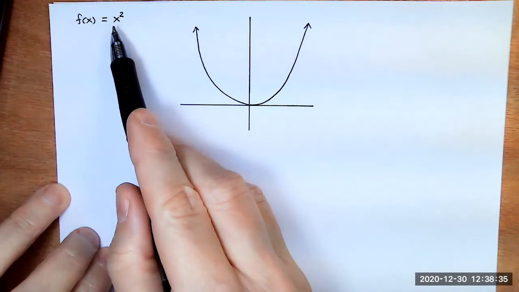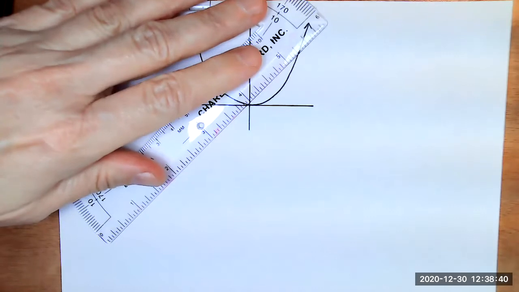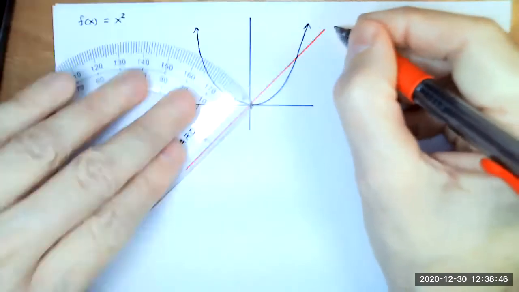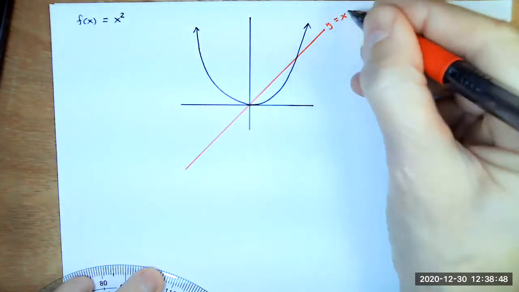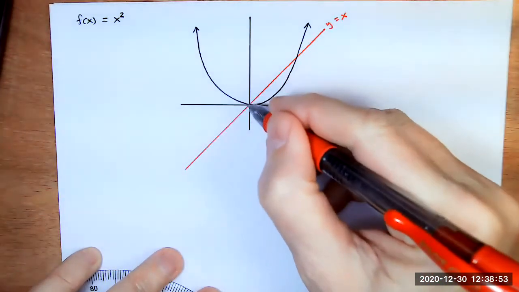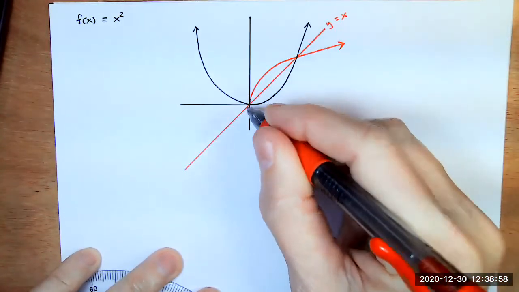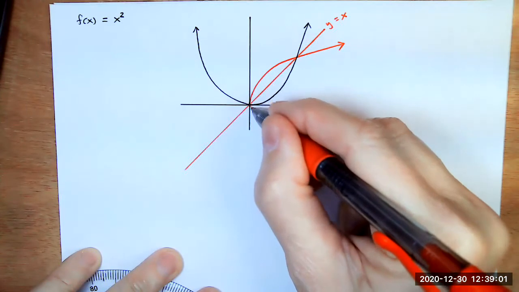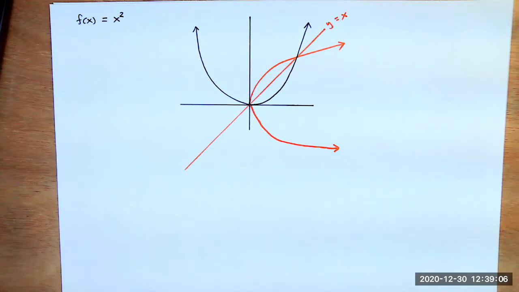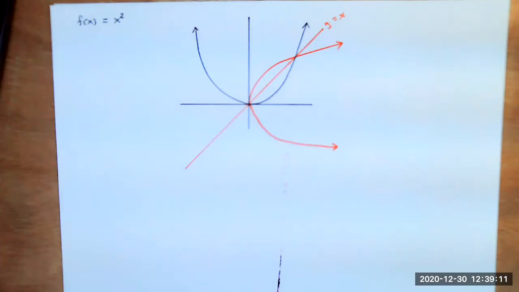So let's look at our function f of x equals x squared. We tried to draw the inverse function. You could put your mirror at y equals x and reflect this, take the reflection across y equals x. So this part, it's reflected here. And this fails the vertical line test. So the inverse is not a function.